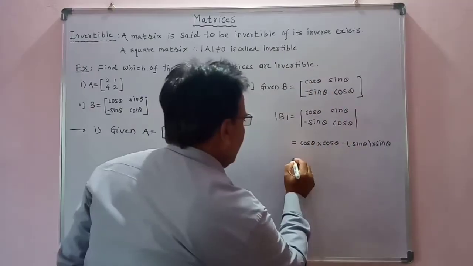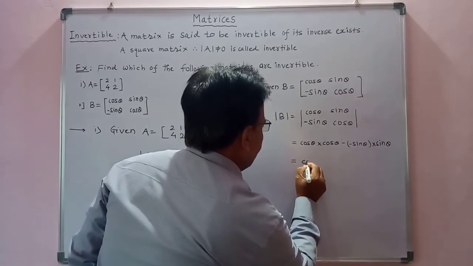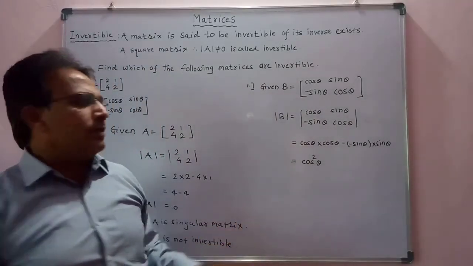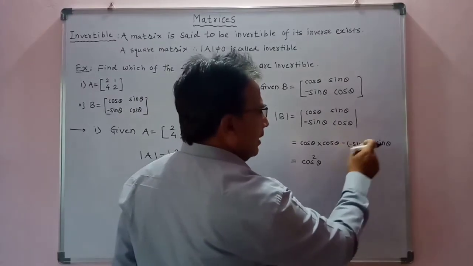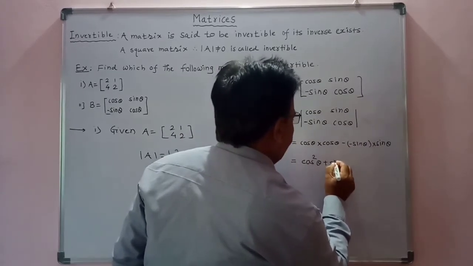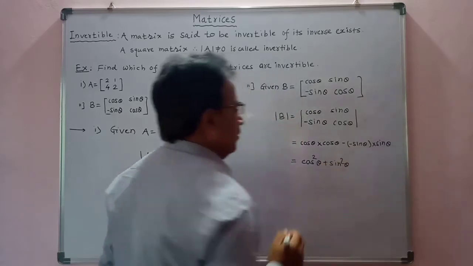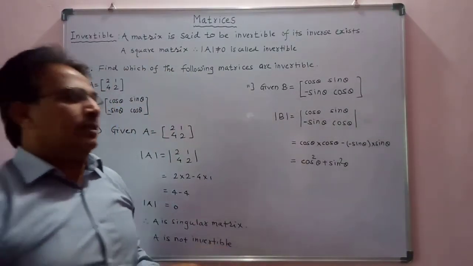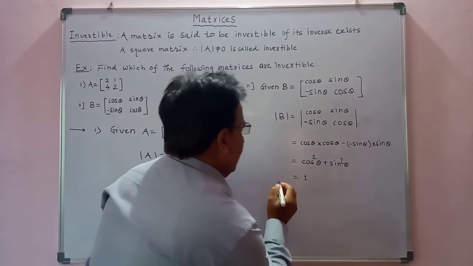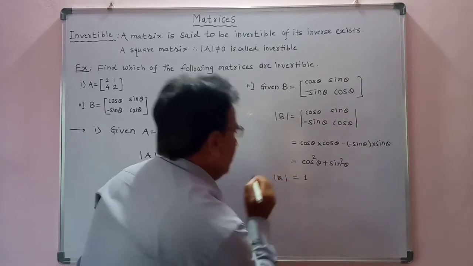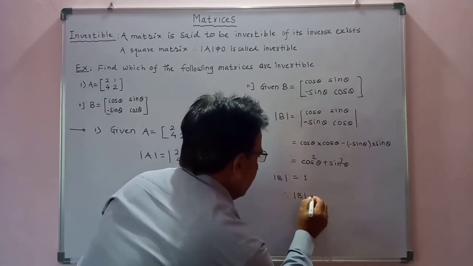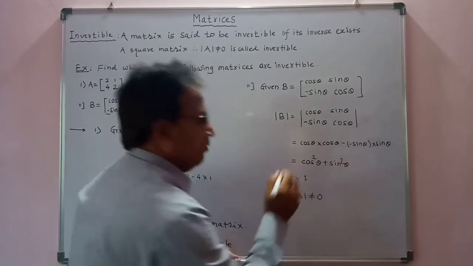Therefore, cos theta into cos theta is cos square theta, minus minus is plus, minus sin theta into minus sin theta is plus sin square theta. Cos square theta plus sin square theta equals 1. Therefore, determinant B equals 1, which means determinant B is not equal to 0.